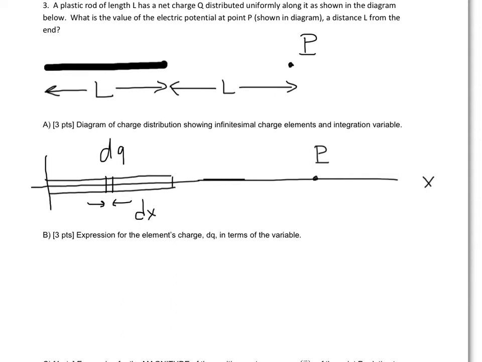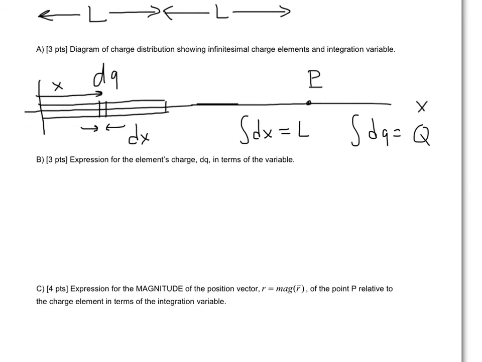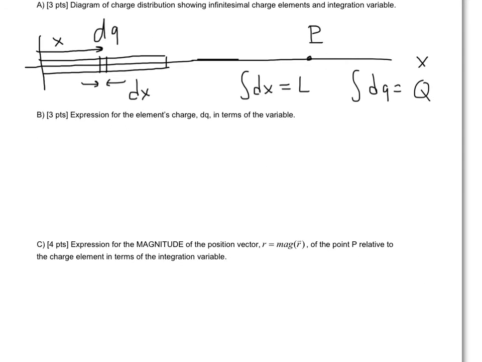The integration variable, of course, is x, x is the distance from the vertical axis. Note that the sum of dx equals L, and of course the sum of dq equals capital Q. Okay, so that's my representation of it. Let's scroll down here and look at the next part.